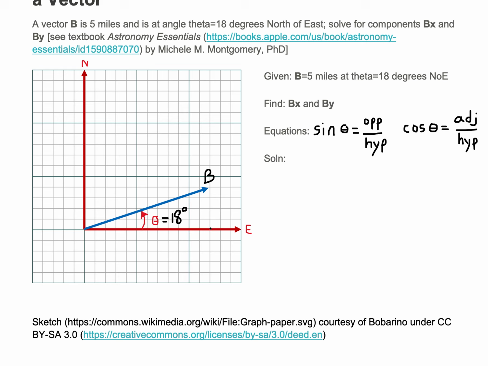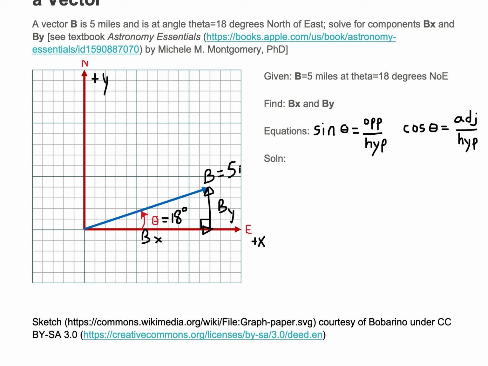Vector B can be made into a right triangle with a vertical component labeled by, as the vertical component is in the positive y direction or north. And we have a horizontal component, which we label bx, which is in the eastward direction, otherwise known as positive x. The intersection of bx and by makes a right triangle or 90 degrees. We want to solve for bx and by, knowing that b is equal to 5 miles.